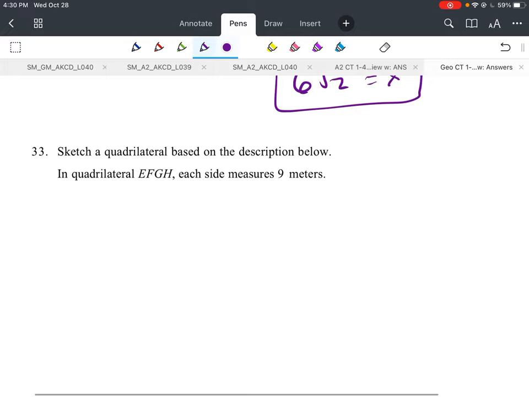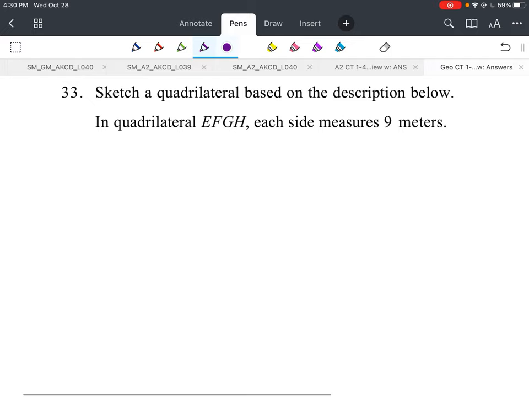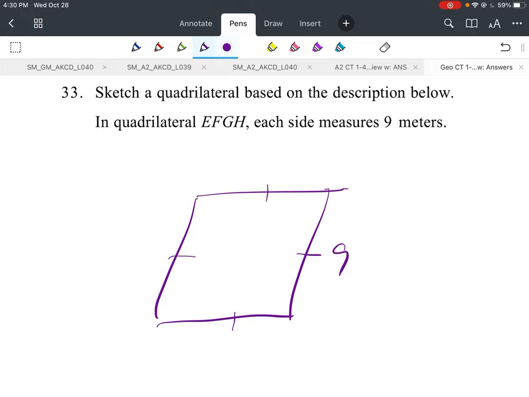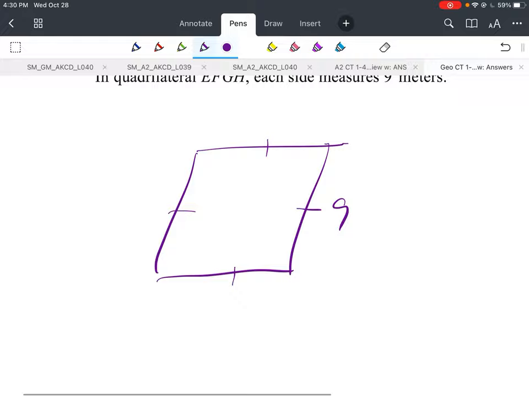All right, sketch a quadrilateral based on the description below. All right, so I've got a quadrilateral. We're going to sketch it. Each side measures 9 meters. And that's all they give us. So we're just going to sketch it. And all you know is that all the sides are 9, and it could be a square, or it could be just a rhombus. It could be any kind of quadrilateral.